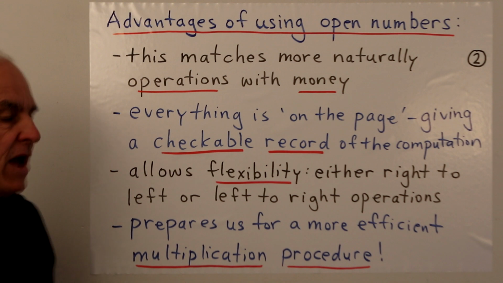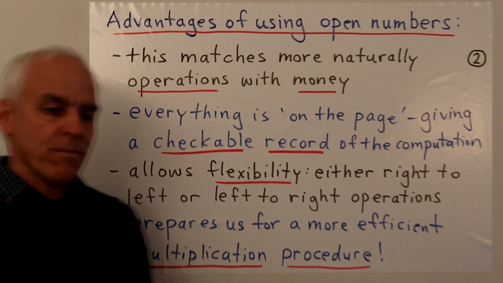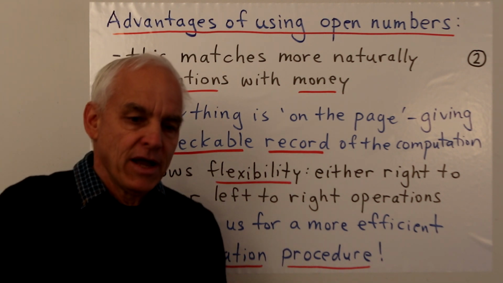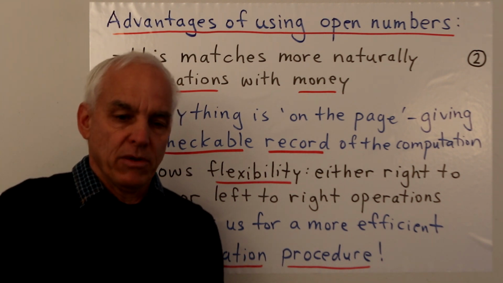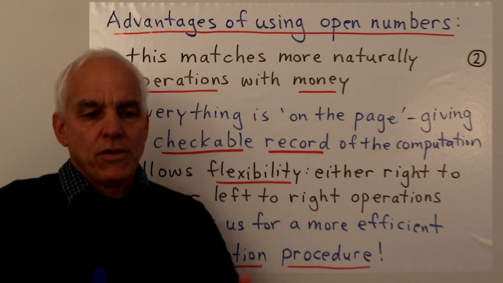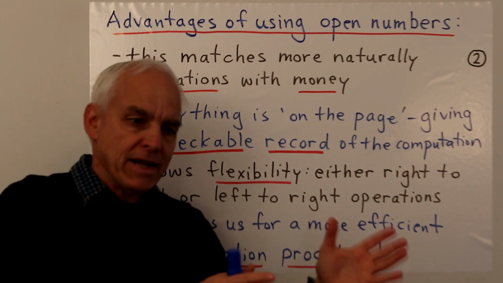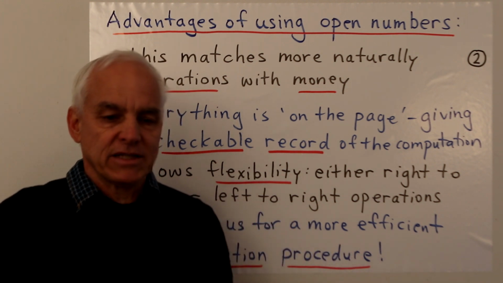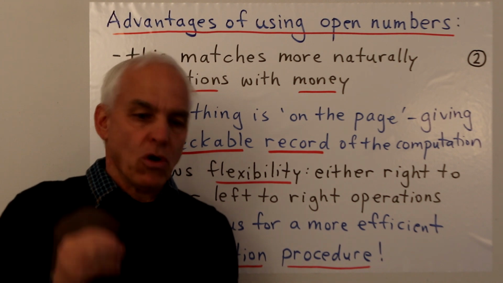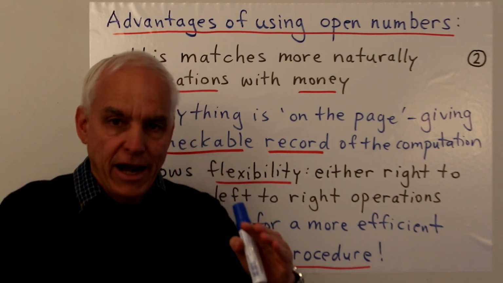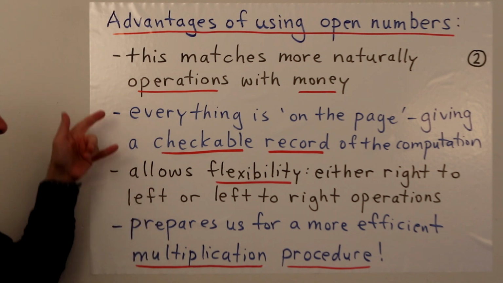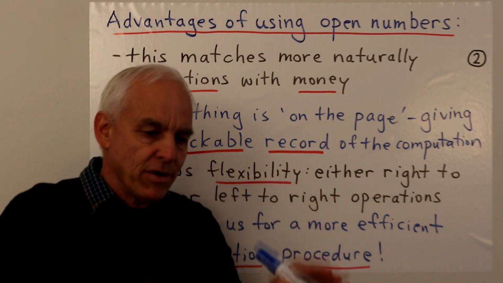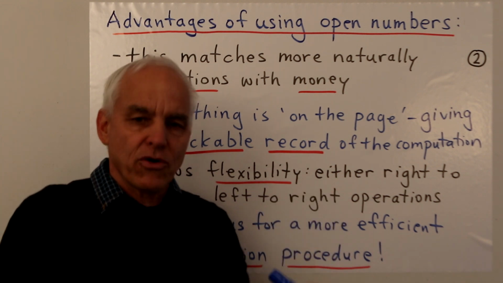One of them is that it matches more naturally with what we do with money. When we're working with money, we're not under any legal obligation to convert 10 $1 bills into a $10 bill whenever we have such. Okay? So there's more flexibility in the money kind of framework, and also with the open number system, it's the same. We have this flexibility because we're not constrained to always insist that there's at most 9 of any unit. Everything is on the page. So we end up writing things down kind of more concretely.